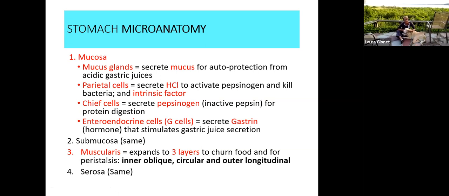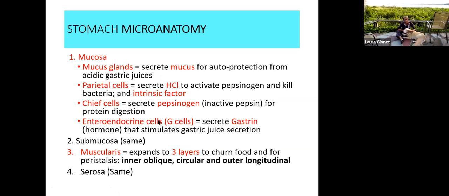And the parietal cells also release intrinsic factor, and remember, intrinsic factor is required for B12 absorption. We also have chief cells, and chief cells produce the pepsinogen. The enteroendocrine cells, which we've often referred to as G cells, secrete gastrin, which is a hormone that stimulates the further production of gastric juices.